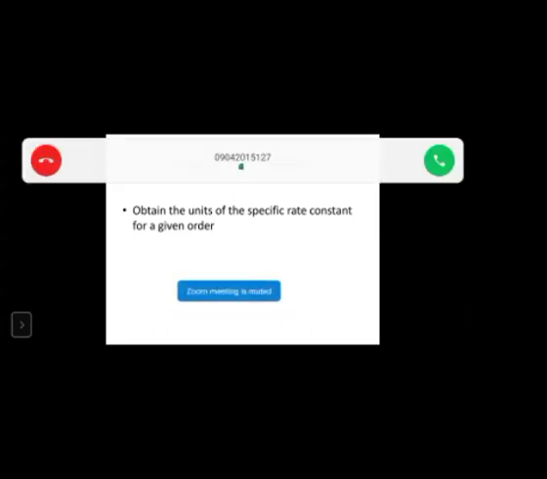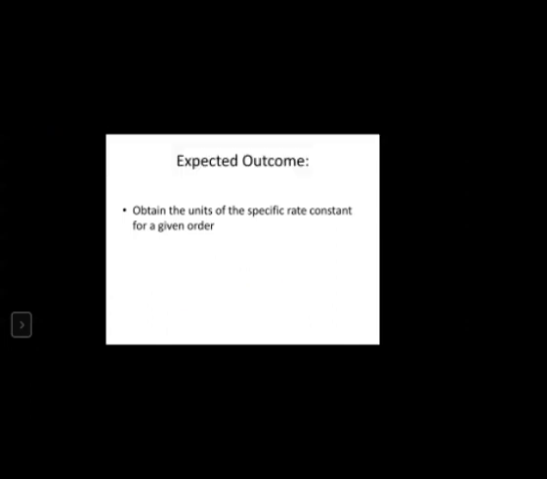Expected outcome: at the end of this topic, you should be able to derive the unit that the specific rate constant has, whether it is first order, zero order, second order, or any order. That is where we are working. We are working towards the answer. You should be able to predict the molecularity of a reaction when you know all these steps. So we're working towards the answer.